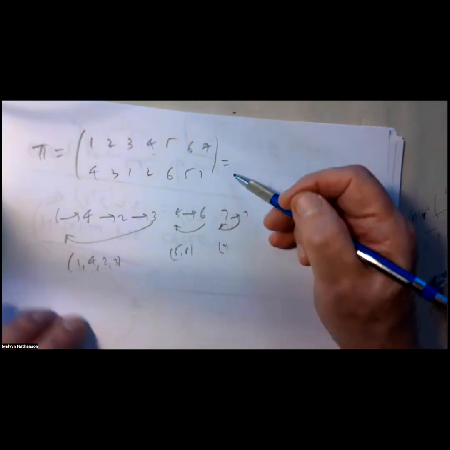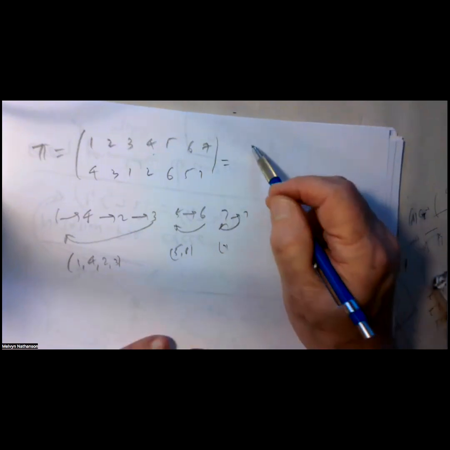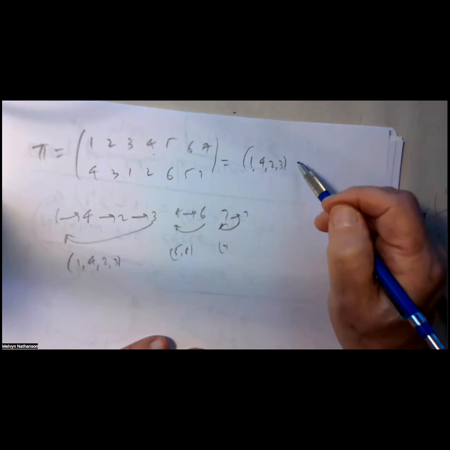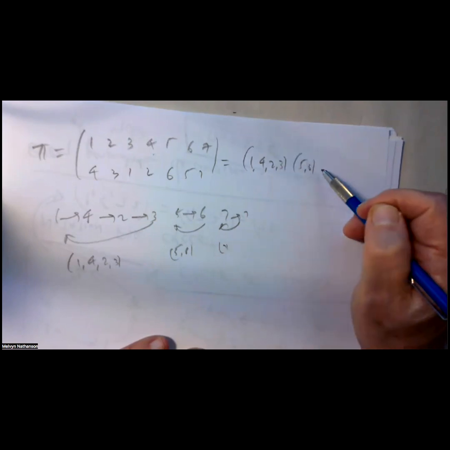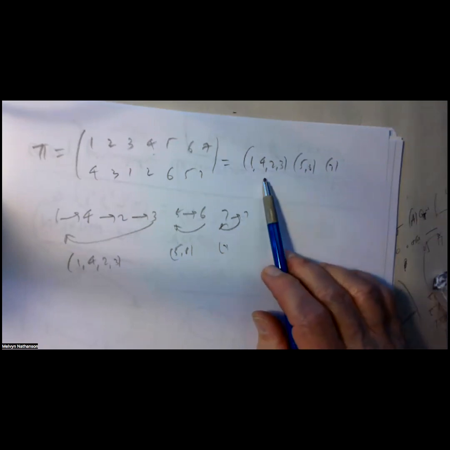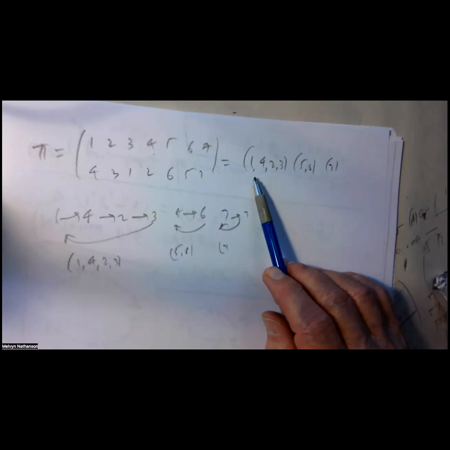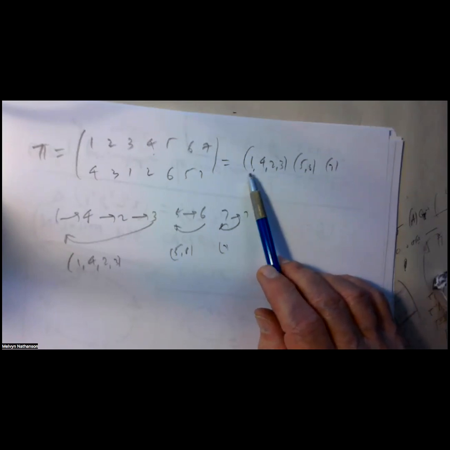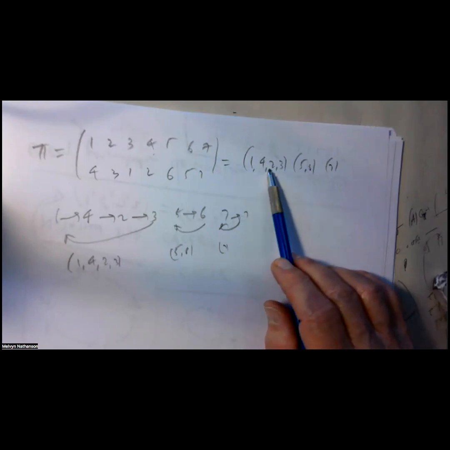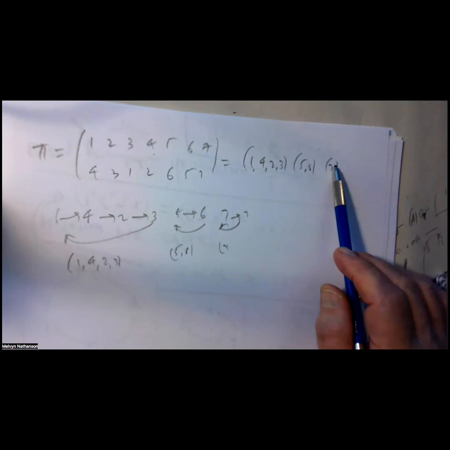So I could write this permutation as the product of the cycles (1 4 2 3)(5 6)(7). And in this decomposition into a product of cycles, you'll notice several things. First, the numbers in each cycle are different. These are what we call disjoint cycles. Here we have 1, 2, 3, 4. Here we have 5, 6. Here we have 7. You don't have the same number occurring twice.